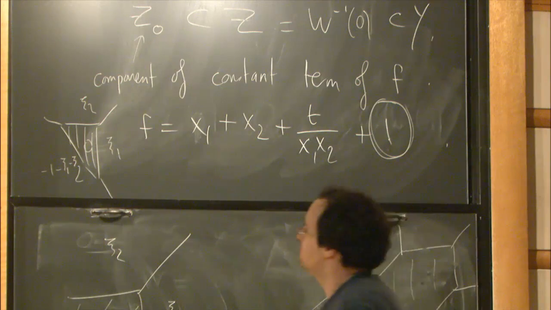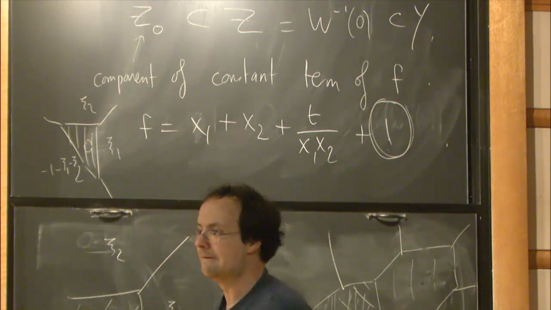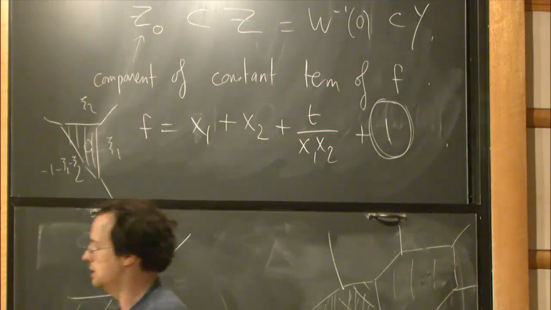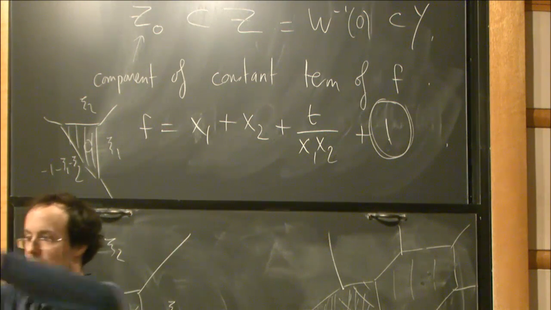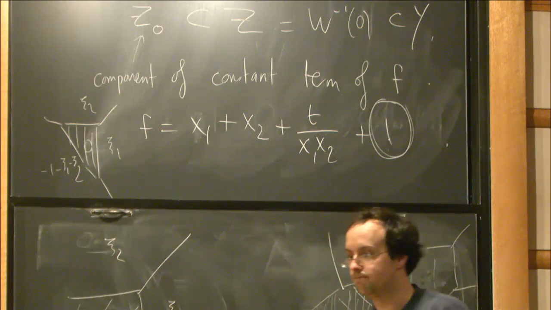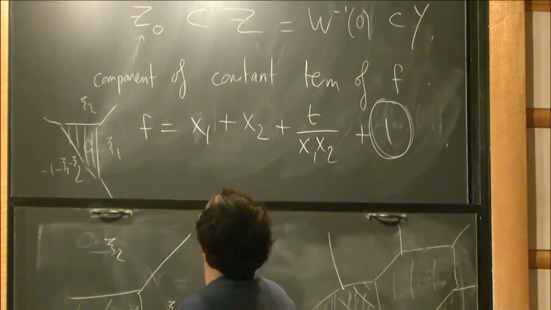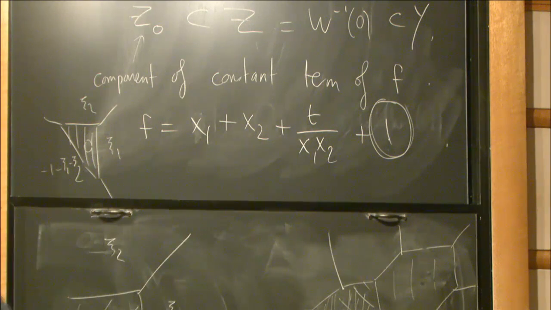Z is the union of all the toric divisors. It's W inverse of 0 in the ambient thing. It's the union of all the toric divisors. Yes, exactly. And that's the red one. Yes, that's the red one.